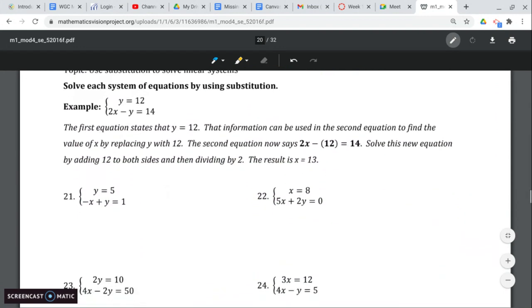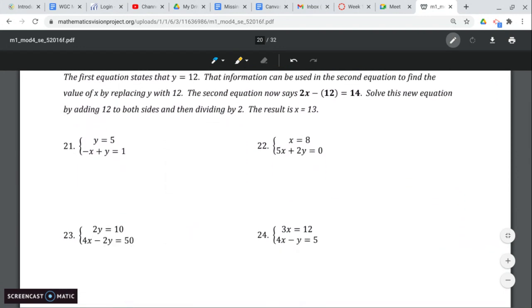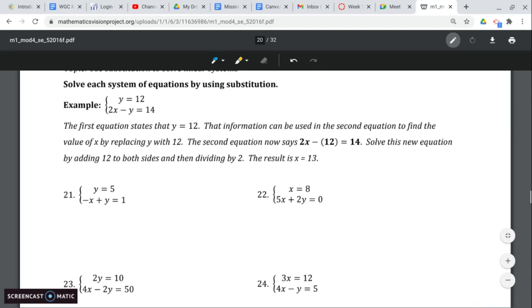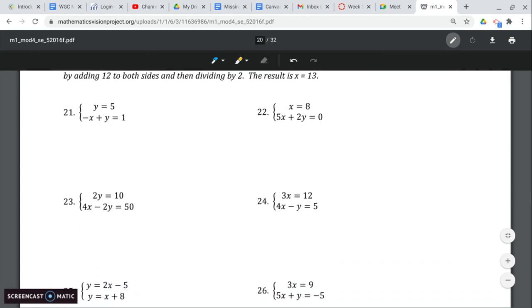All right, the last section, we're looking at solving systems of equations using substitution. It gives you an example here that you can look back on if you're confused. For 21, we have y equals 5 and negative x plus y equals 1. So we're going to take what y equals, which is 5, and plug it into the other equation. So we have negative x plus 5 equals 1. We subtract the 5. We get negative x equals negative 4. Divide by negative 1.